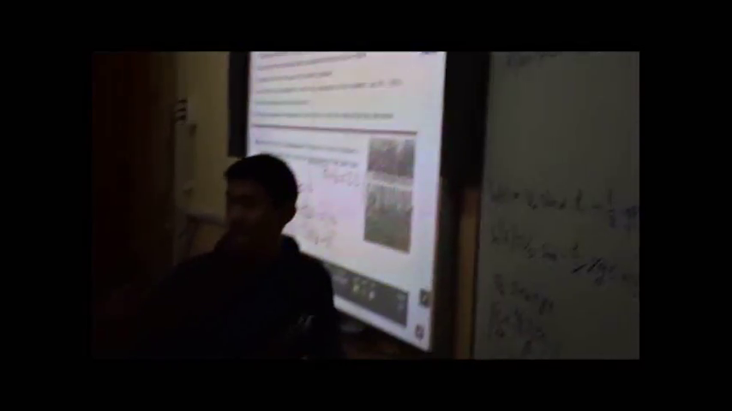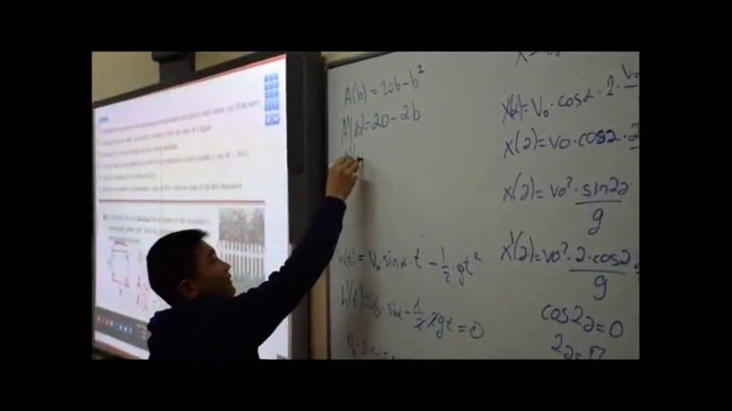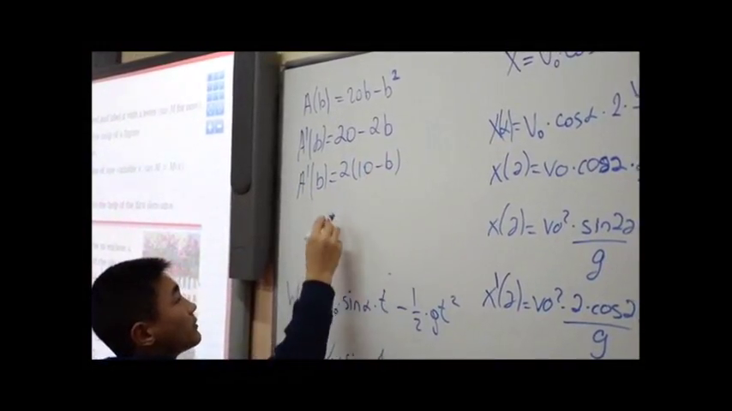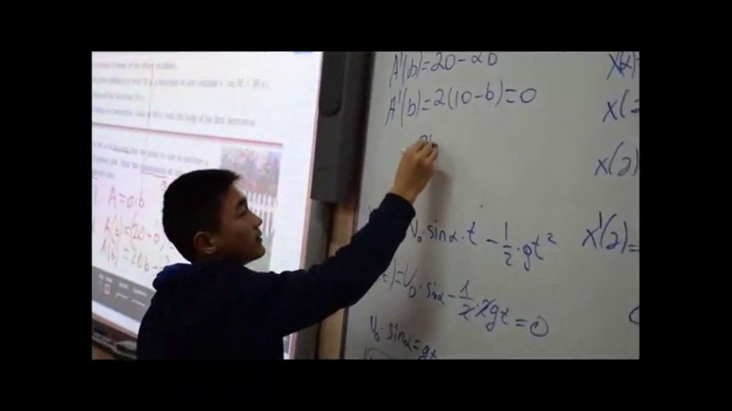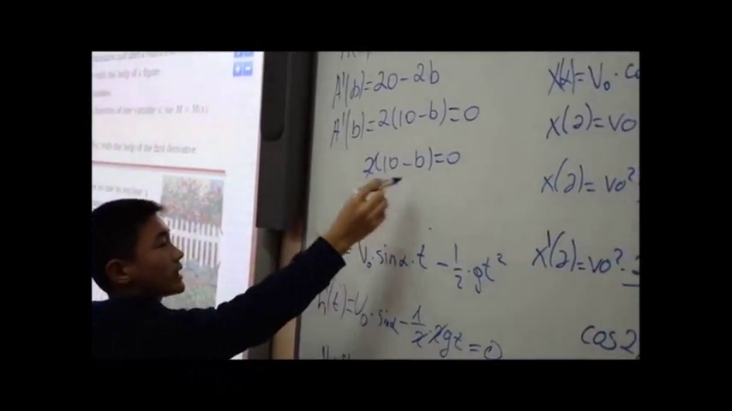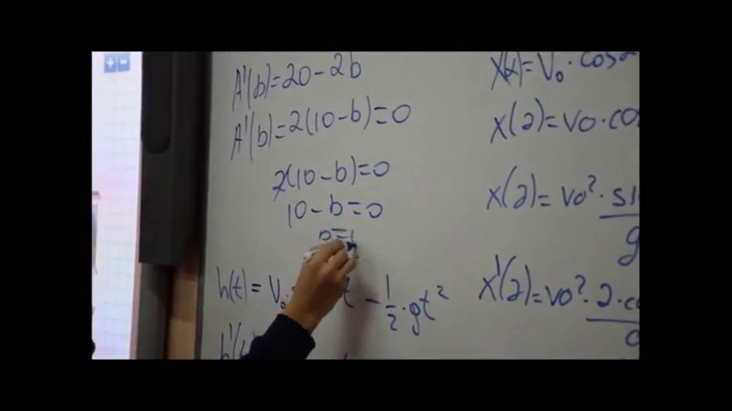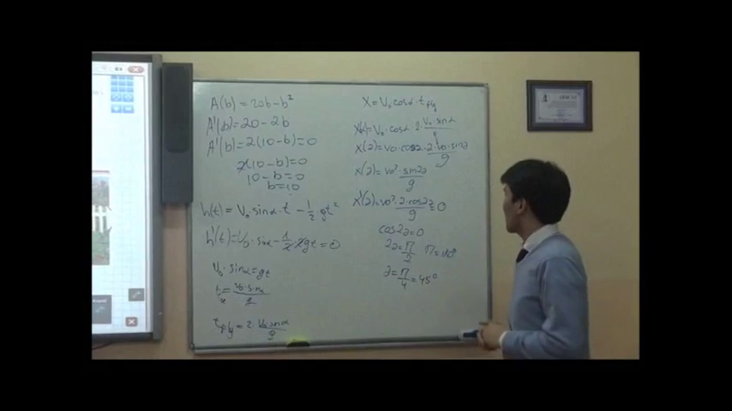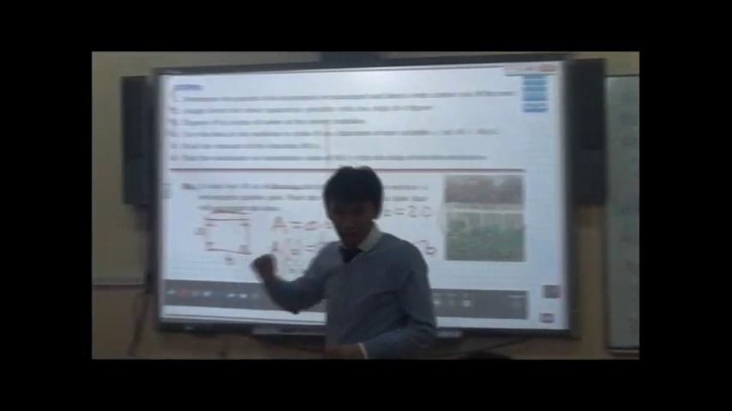Okay, that's correct. Can I continue? And we set this equal to 0. And then the 2 is cancelled. It is equal to what? B is equal to 10. Okay, guys, thanks to our Asghar that he solved that. As you see here, B must be equal to 10.